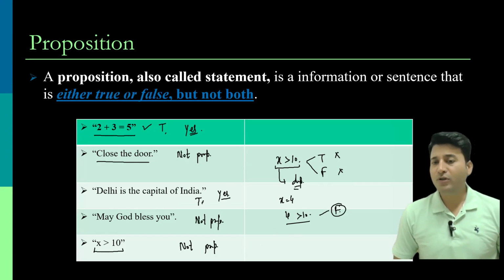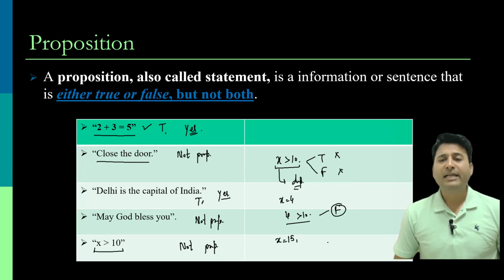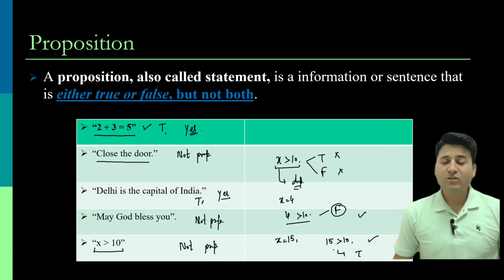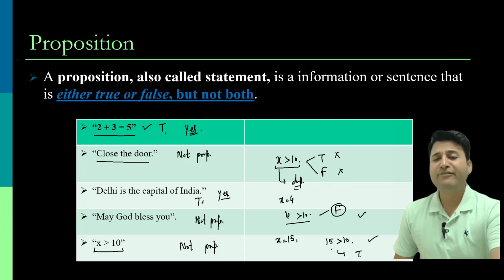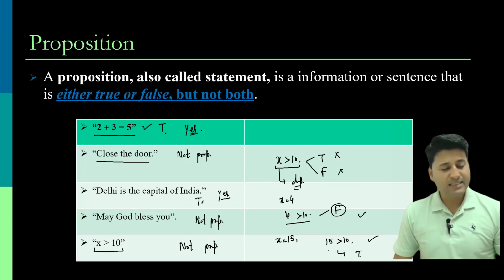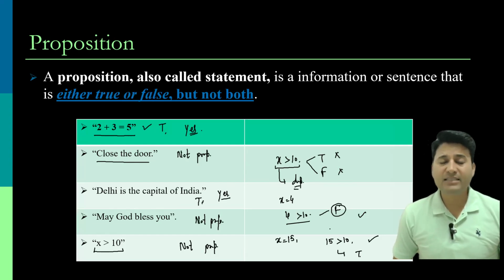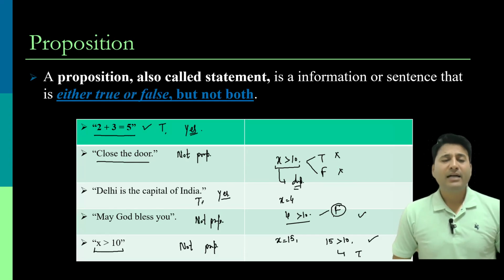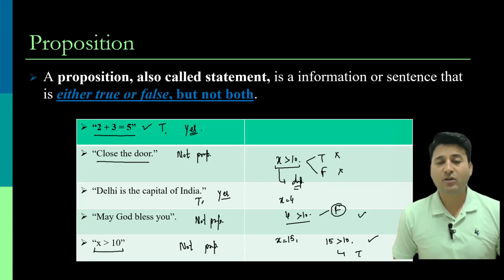The truth value for this proposition will be false. In place of 4, if I take x equals 15, then x is greater than 10. So in this case, it is also a proposition and the truth value is T. Okay, so this is how we can decide whether a piece of information, a mathematical statement, a mathematical sentence, or an English sentence is true or false, or whether it is a proposition or not.